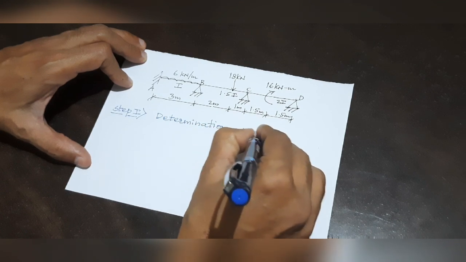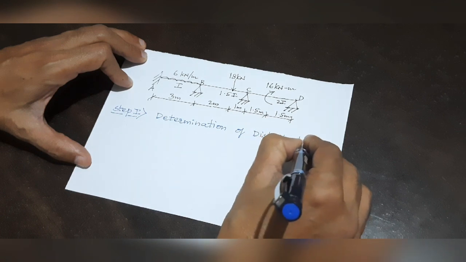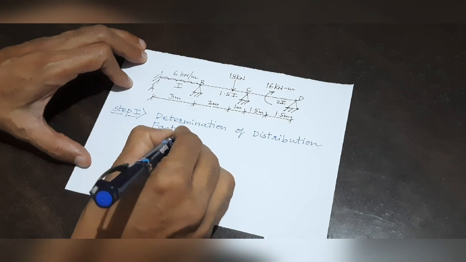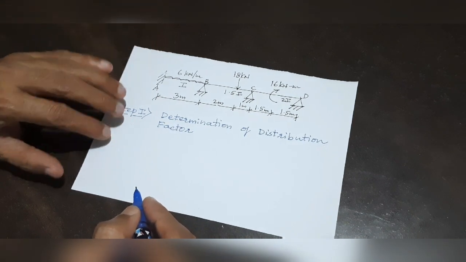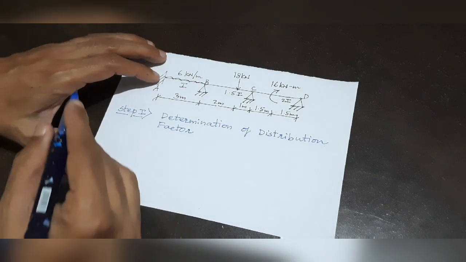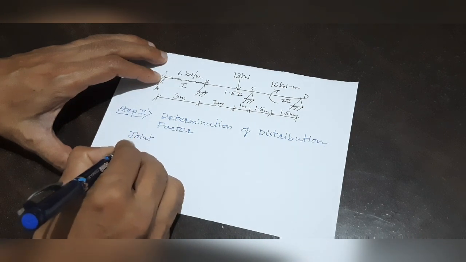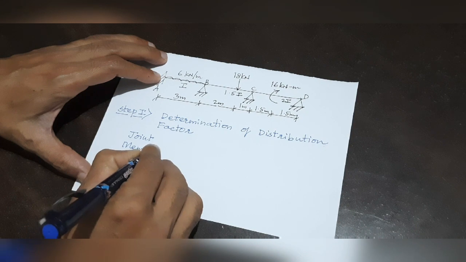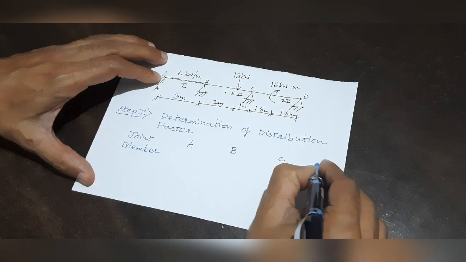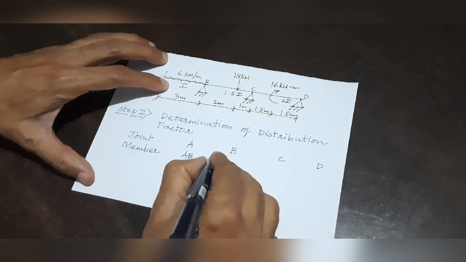We have to find out how much is the contribution by each member at every joint, and then we have to determine what will be the distribution factor for moments acting at the joint in every member. So for distribution factor, we have to write joint, then member. We have to plot a table. There are 4 joints, joint A, joint B, joint C and joint D. For joint A, there is only one member, AB.